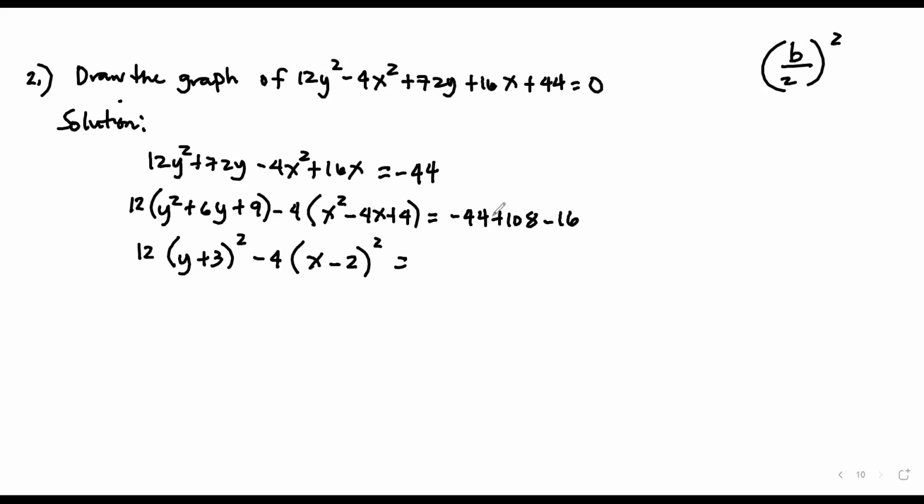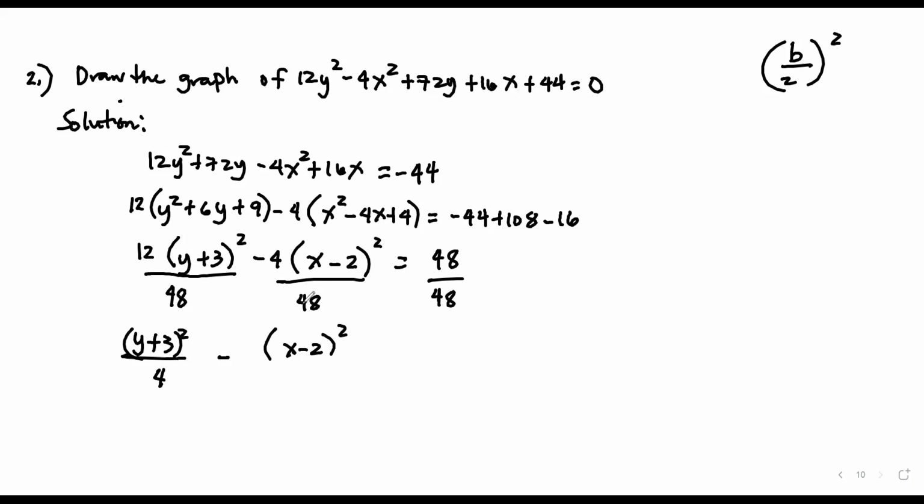Negative 44 plus 108 minus 16. The answer is 48. And we divide both sides by 48. So we'll have the square of y plus 3 over 12 over 48, that is 1/4, minus the square of x minus 2 over 4 over 48, that is 1 over 12, equals 48 divided by 48, the answer is 1. So this is the standard form.